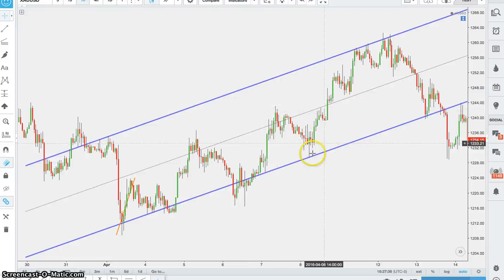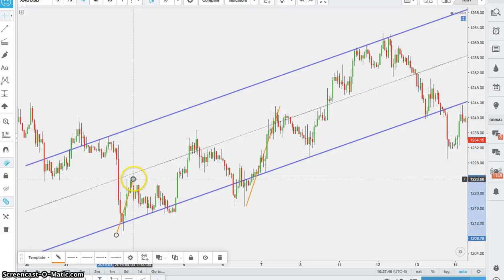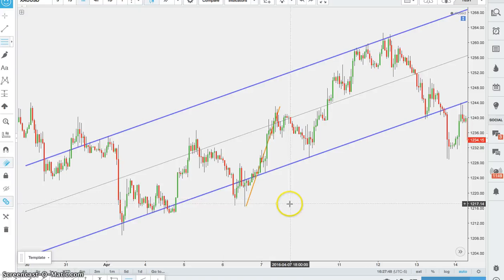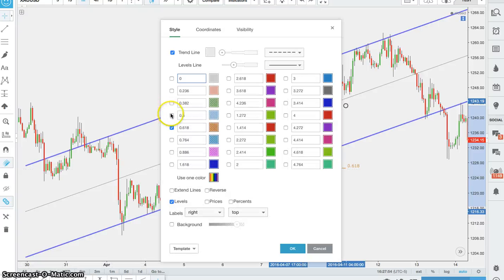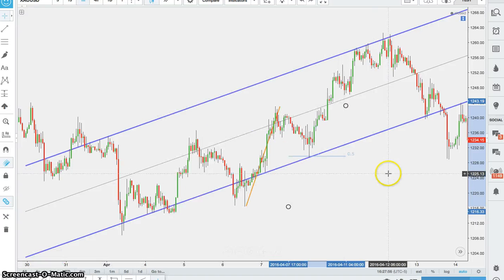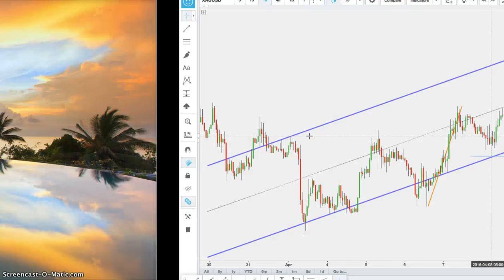So now we're looking for another buy opportunity at the lows of the channel, and if we measure the previous uptrend swing with the retracement tool, there's a 50% retracement right at the bottom of the channel as well.